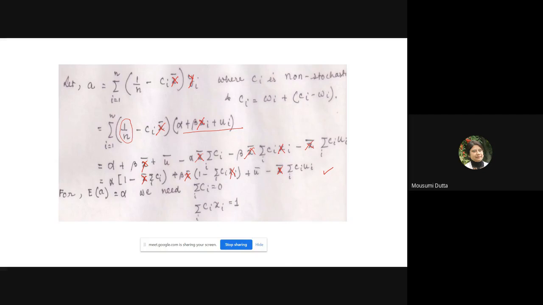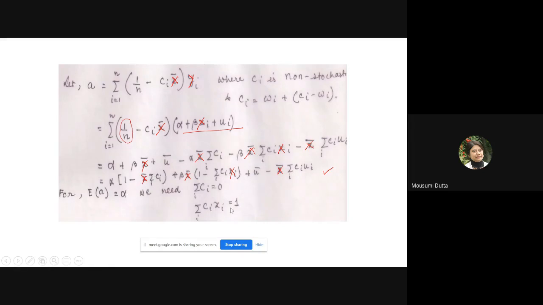Here, the alternative estimator is A. In the last case, we considered beta tilde. Here, A is the alternative estimator, an alternative to alpha hat OLS. Now, expectation of A is equal to alpha, that is, A is an unbiased estimator of alpha, if summation Ci is equal to 0. If summation Ci is equal to 0, this part is equal to 0, so you will get alpha.